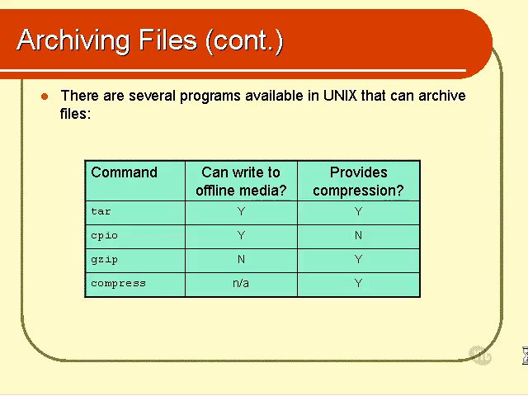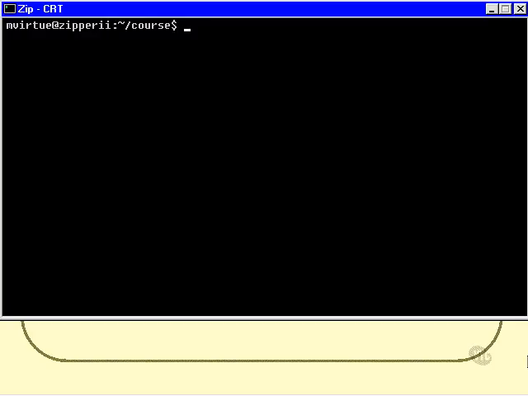In the table there I've shown you which ones we can use to write data out to an offline media like a tape drive or a floppy drive, and those ones are tar and cpio. Which ones provide compression? In other words, tar, gzip and the program of course called compress. Let's have a look at those in turn. Now, don't forget, of course, that for all of these you can look up the manual page to find more information on them. I'll start with a very simple operation using tar.